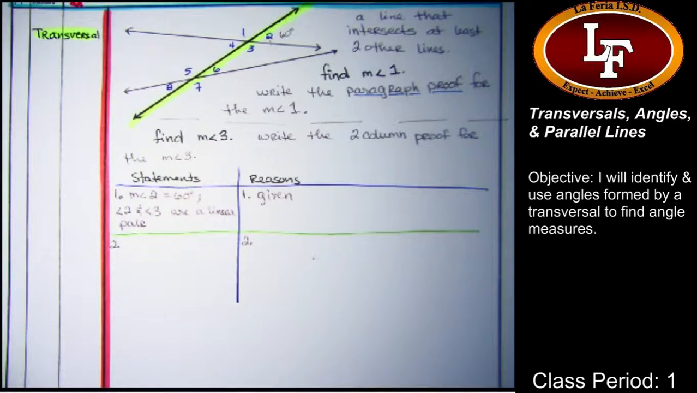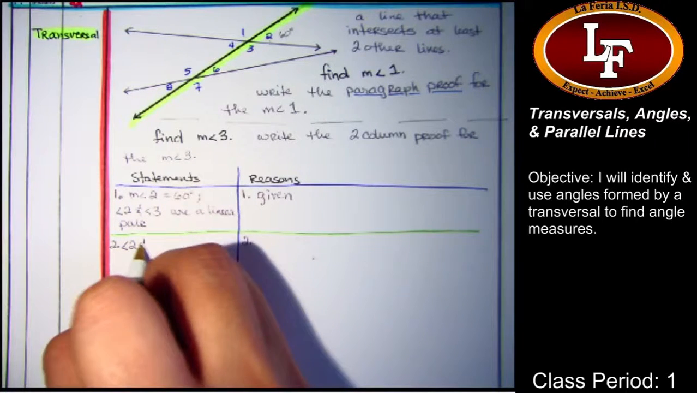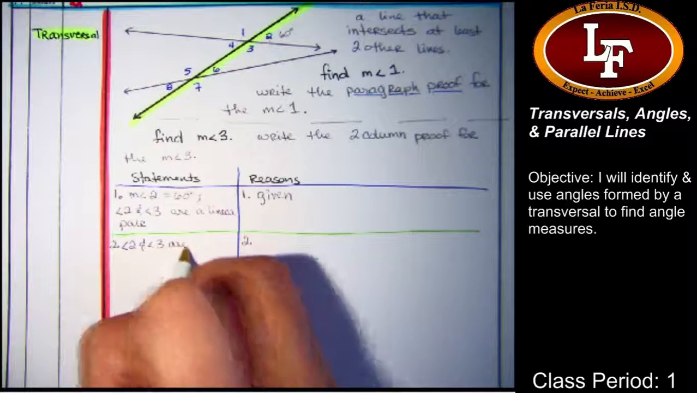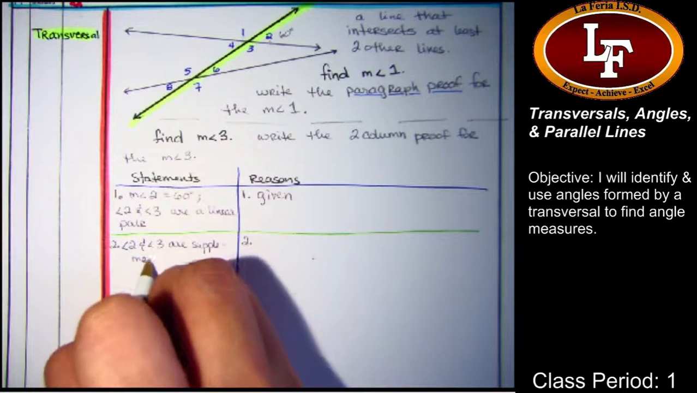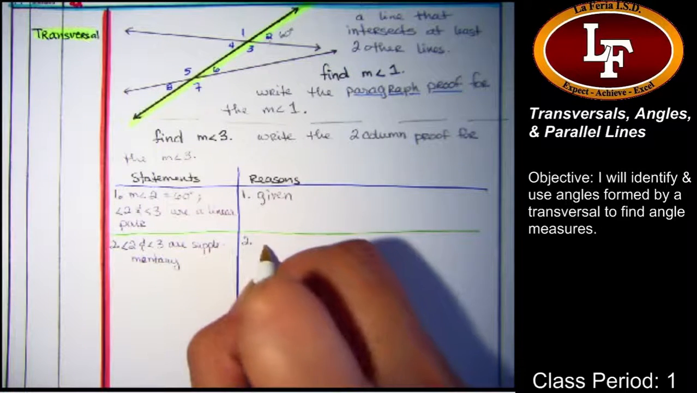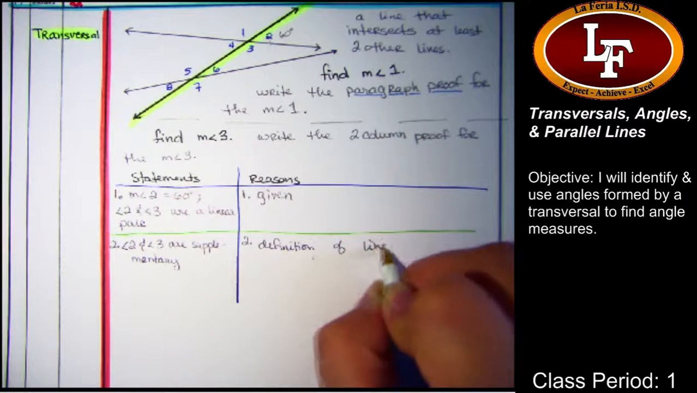I know they're a linear pair. Now what? From your paragraph proof, what did you say after they were a linear pair? They have to add up to 180. Why? Because it's a line. What did we call that? Supplementary. So our next line says that angle 2 and angle 3 are supplementary. I can't fit it all on one line, so I'm going to have to put a hyphen. And this is the definition of linear pair.